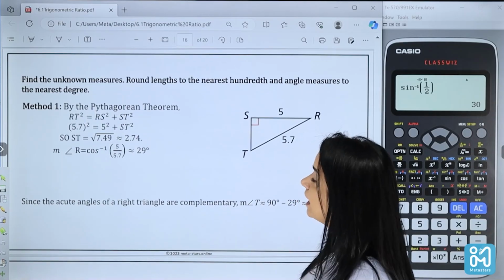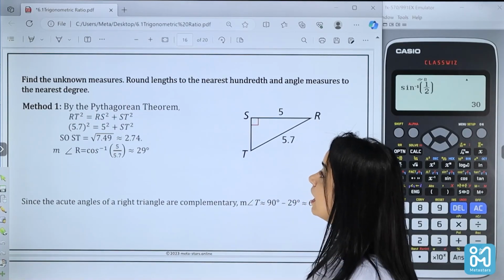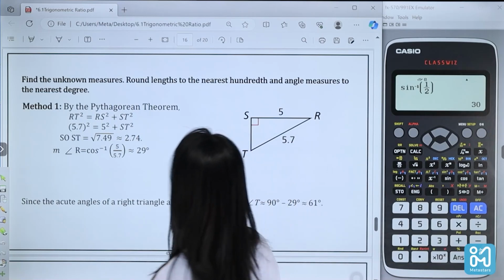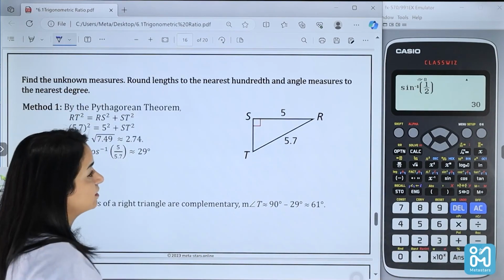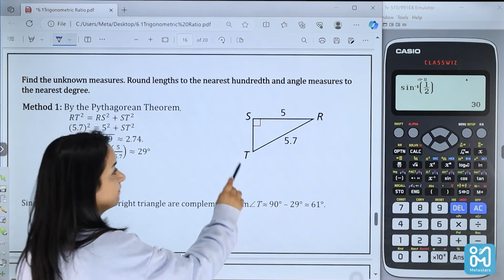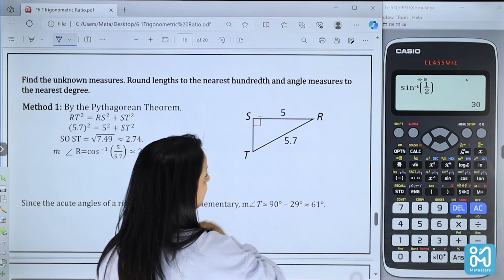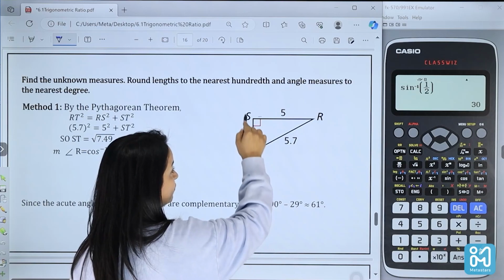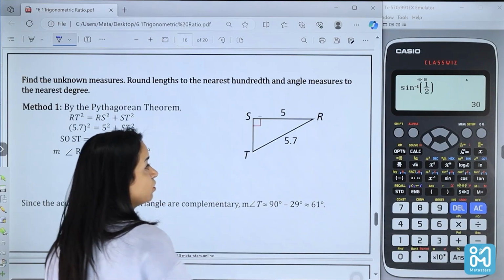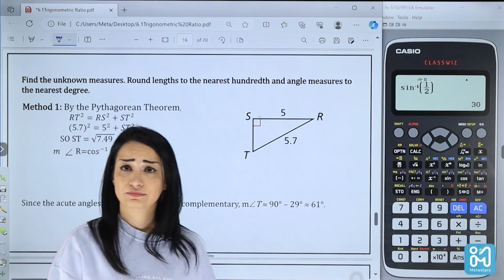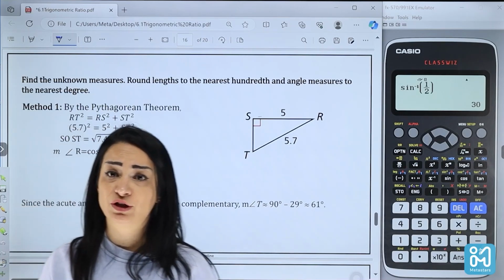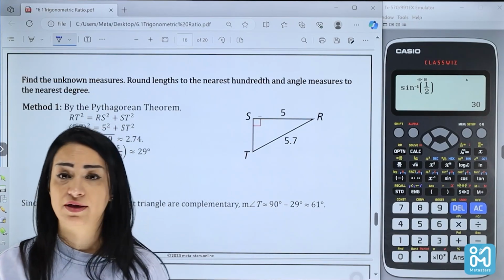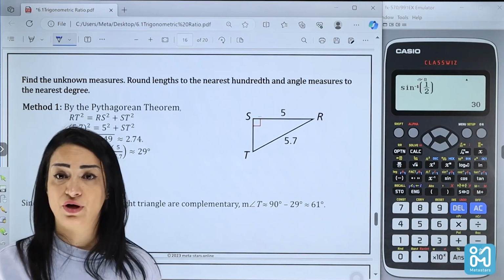Okay, find the unknown measures, the angles and the sides and the lengths. Let's look at this triangle. I have the length here and this one. I need to find, first of all, ST. So to find ST, as we said, always in a right triangle, if I know the measure of two sides, I need to find the measure of the third side.